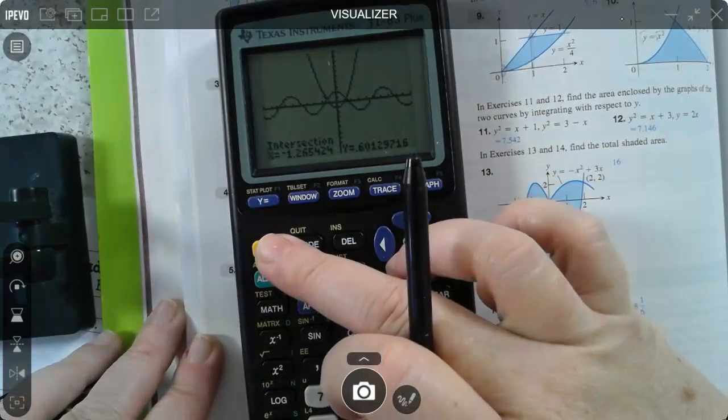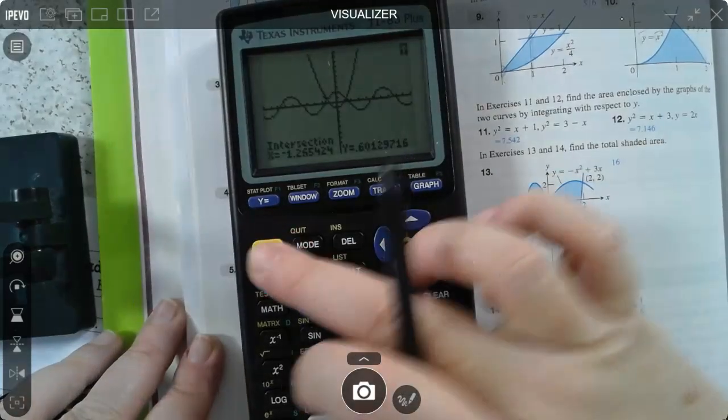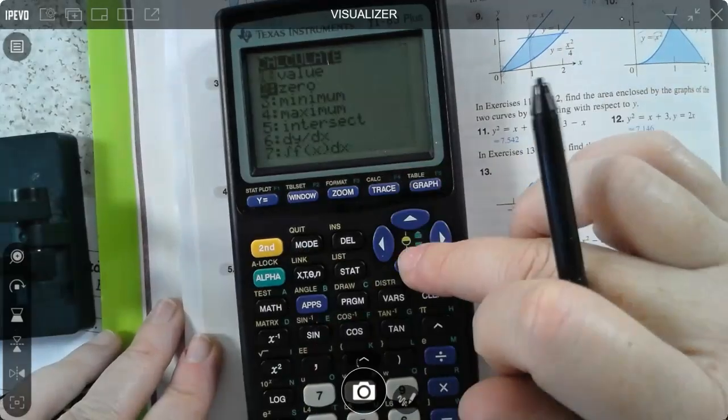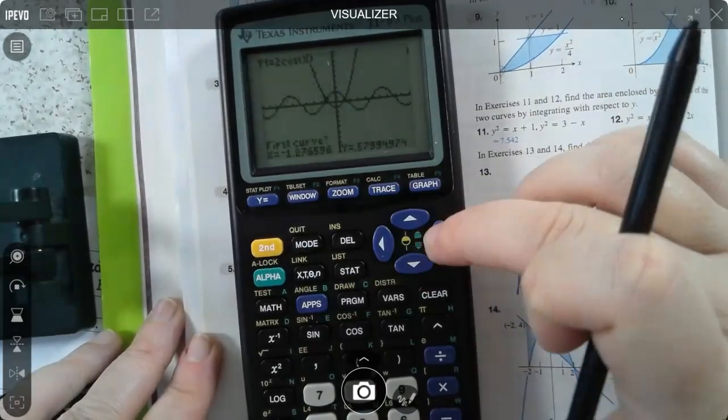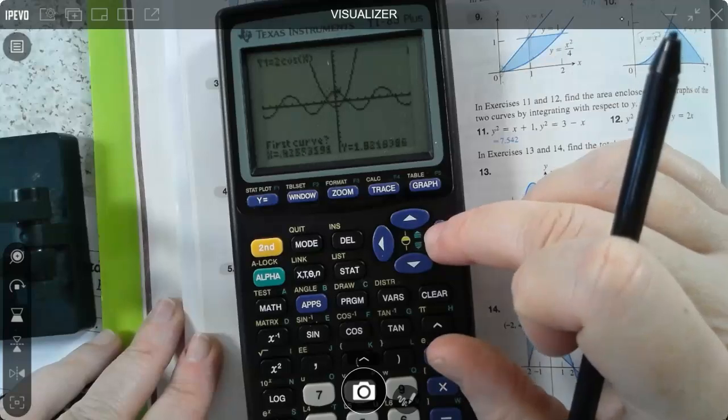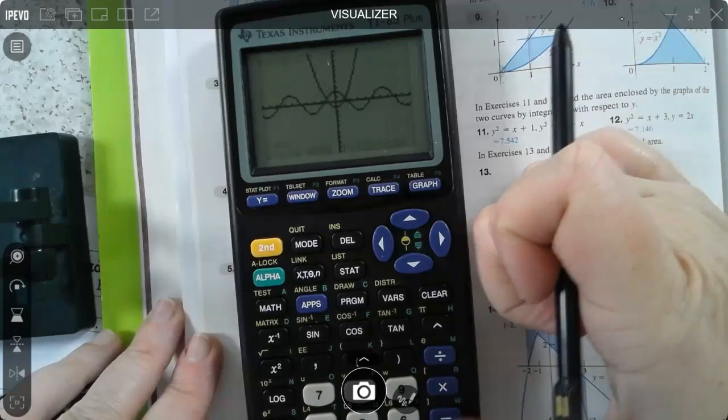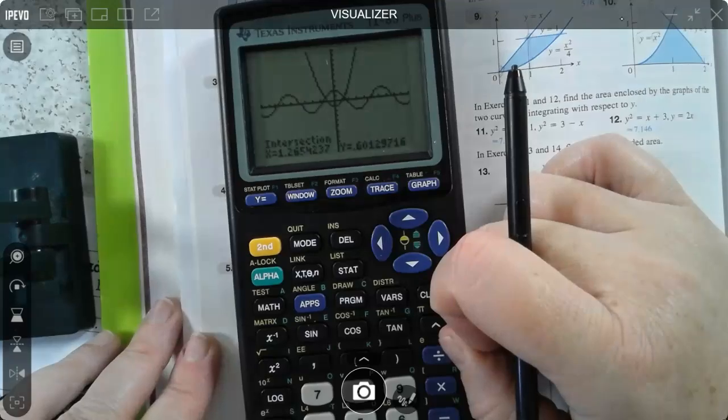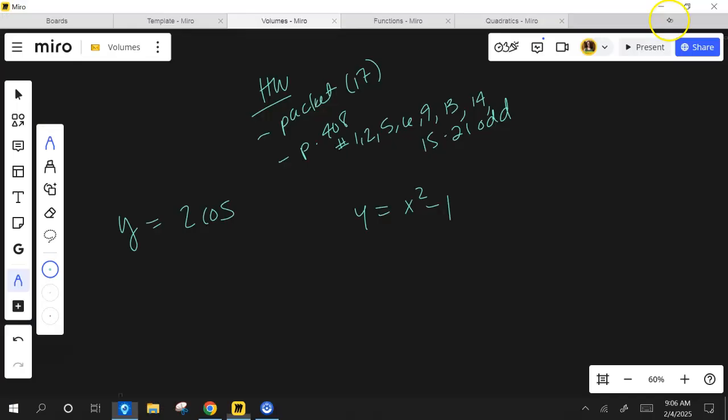I haven't been Miss Galls in a lot of years. And then intersect here. You can call it whatever you want to call it, actually.